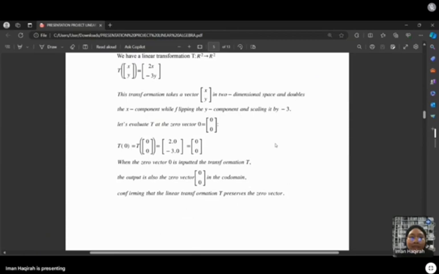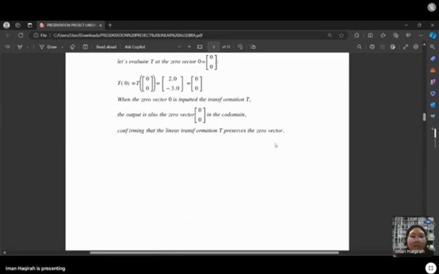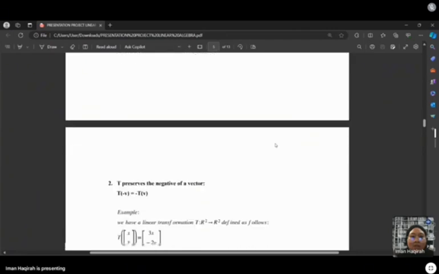Let's evaluate T at the zero vector, T(0, 0). Then we substitute, and we get (0, 0). When the zero vector (0, 0) is inputted into the transformation T, the output is also the zero vector (0, 0) in the codomain, confirming that the linear transformation T preserves the zero vector.